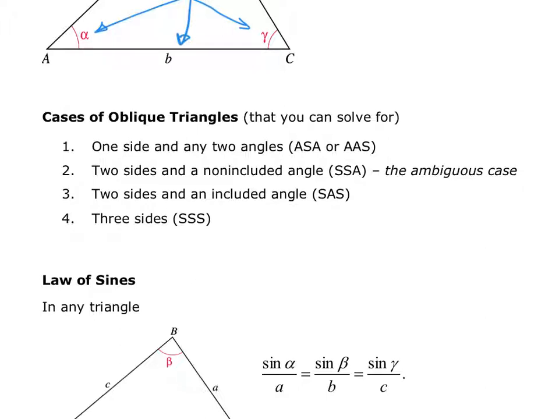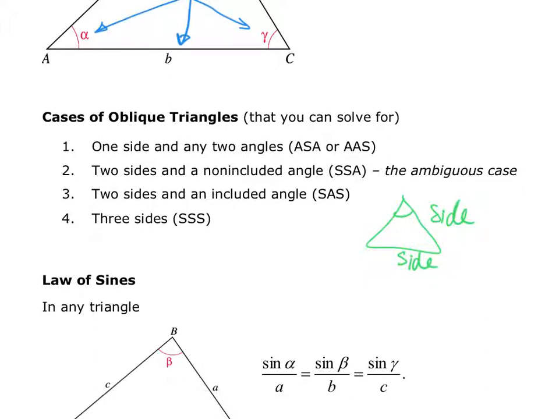Side, side, angle. This is the ambiguous case. So you're given this side, you're given this side, and you're given that angle. Side, side, angle.